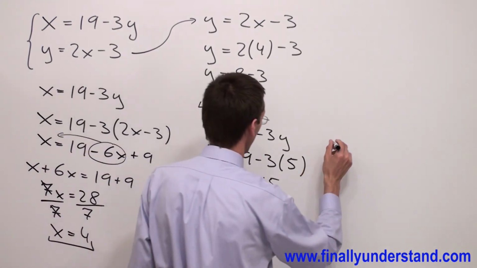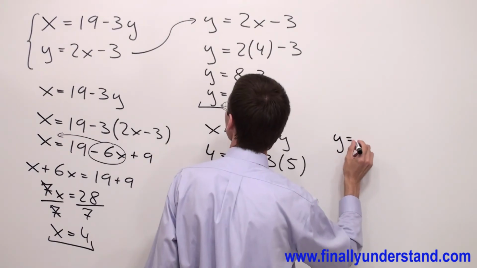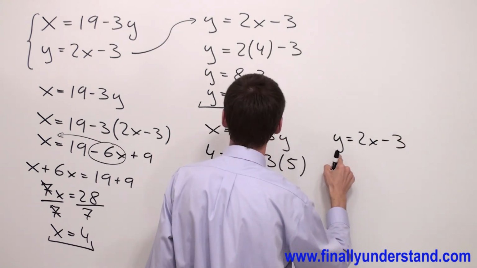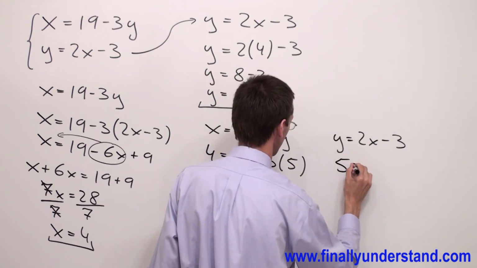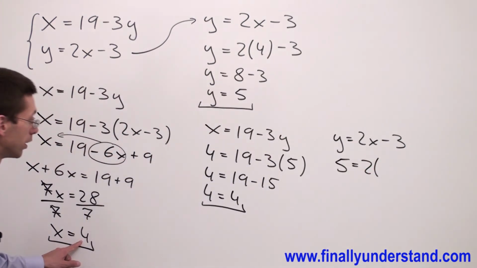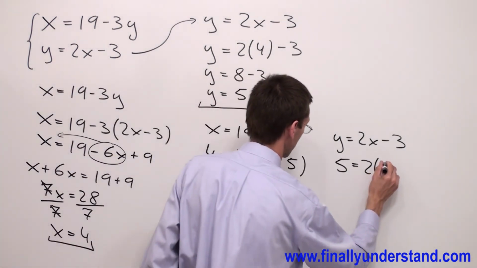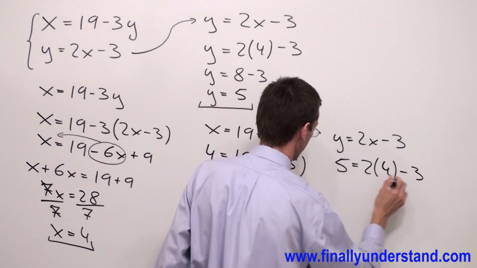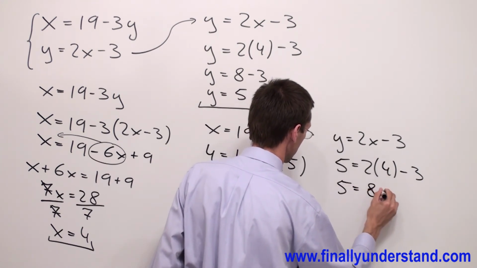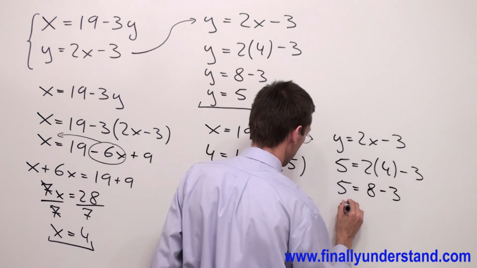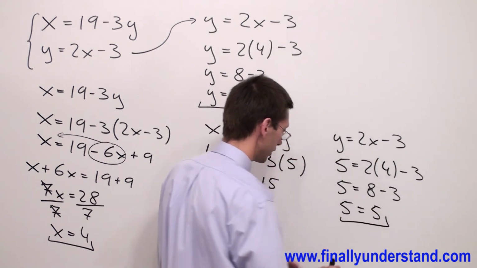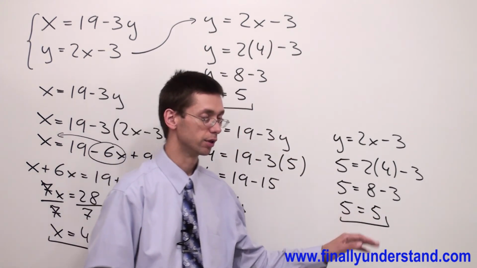We have y equals 2x minus 3. y is equal to 5 equals 2 times x, and x is equal to 4, minus 3. 5 is equal to 2 times 4 equals 8 minus 3. 5 equals 8 minus 3 equals 5. Again, the left side of my equation is equal to the right side.